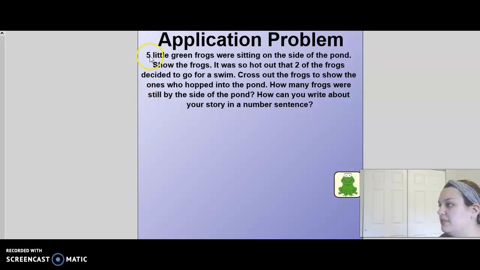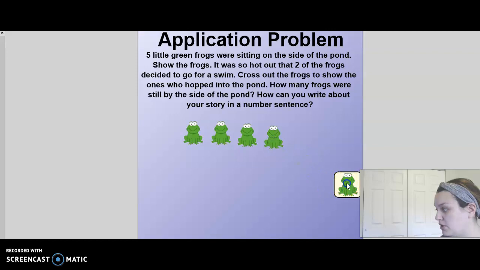Okay, so it says 5 little green frogs were sitting on the side of the pond. So I'm going to move 5 frogs, and you can either draw 5 frogs or draw 5 circles or squares or triangles, whatever is easiest for you. Just draw 5 though.